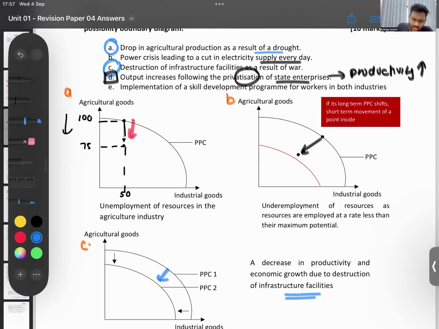So what happens here? Can you tell me the determinant that gets affected when they have a skill development program? Now people are getting more and more skills. What's happening? Is the labor increasing or is something else increasing?